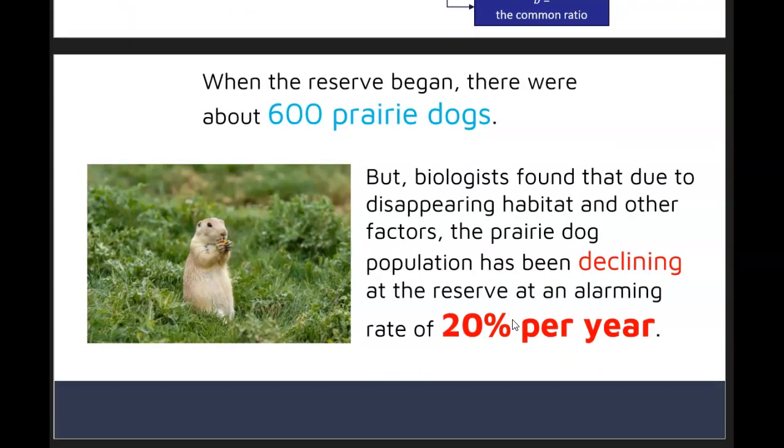So continuing on with our story, when the reserve began, there were about 600 prairie dogs. But biologists found that due to disappearing habitat and other factors, the prairie dog population has been declining at the reserve at an alarming rate of 20% per year. Wow, so the population has been going down really fast.